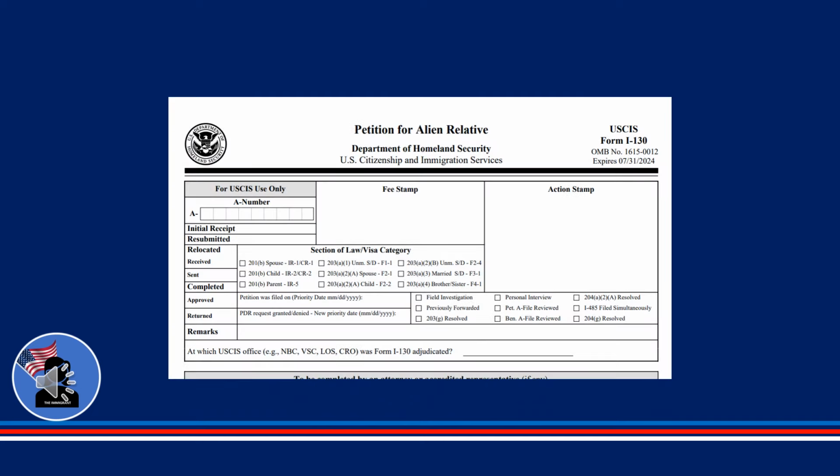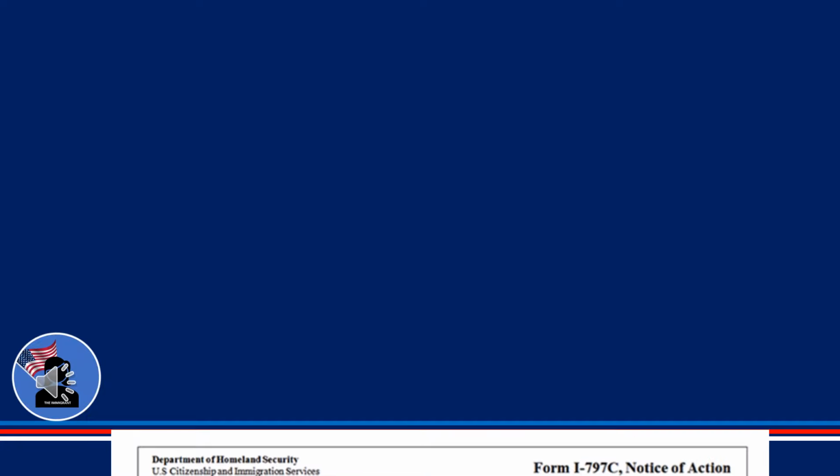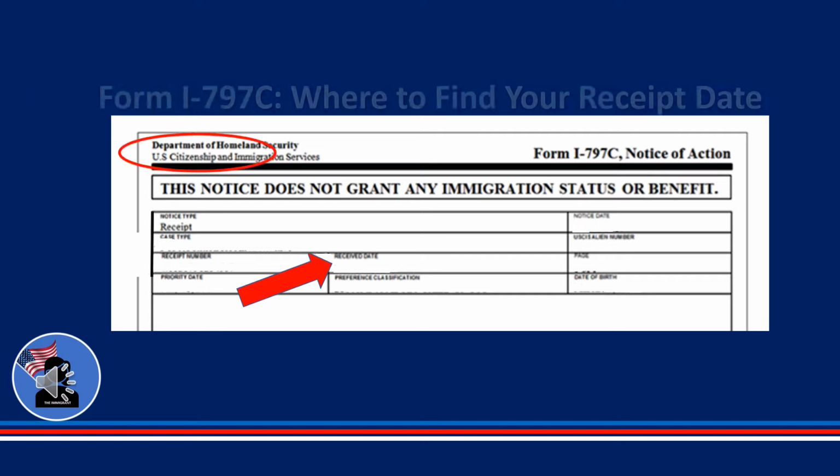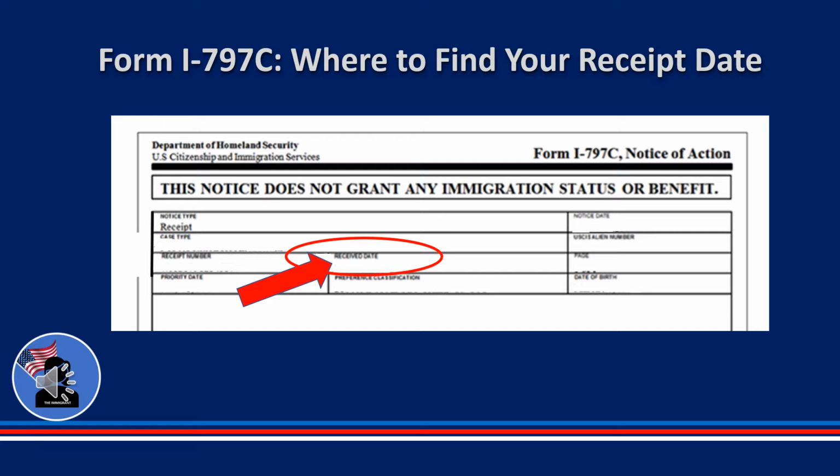If you properly file Form I-130, Petition for Alien Relative, USCIS will initially respond by mailing you a receipt notice that confirms receipt of your petition, formerly known as Form I-797C, Notice of Action. You can find the date of receipt in this portion of the form. Please take note of your date of receipt, as it will be your basis if you need to file for a service inquiry based on the dates that will follow shortly.